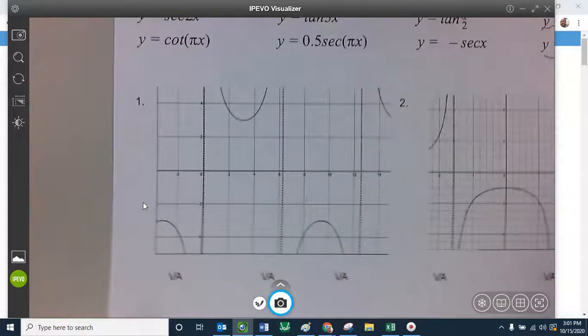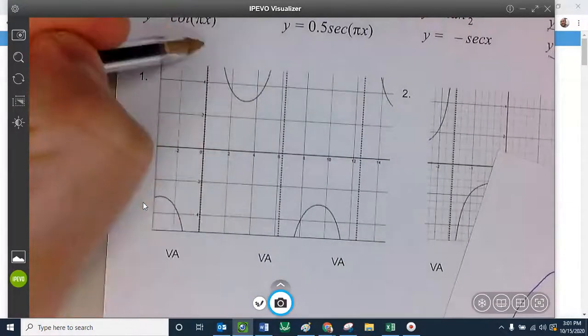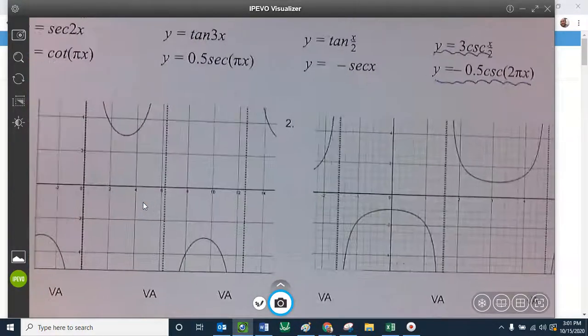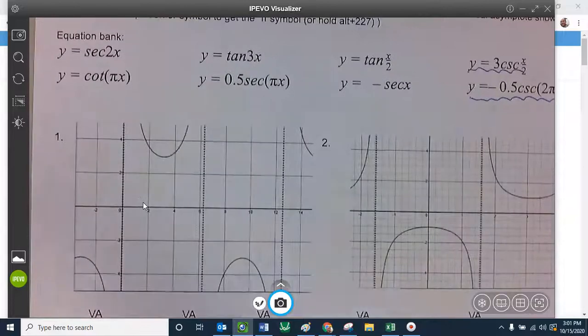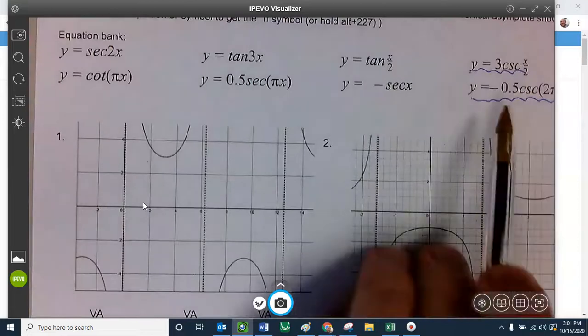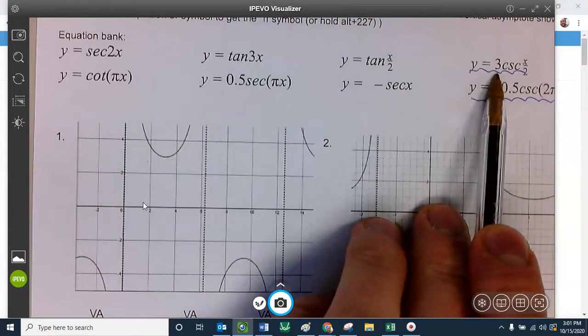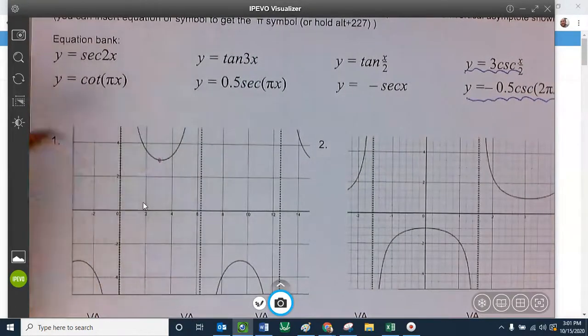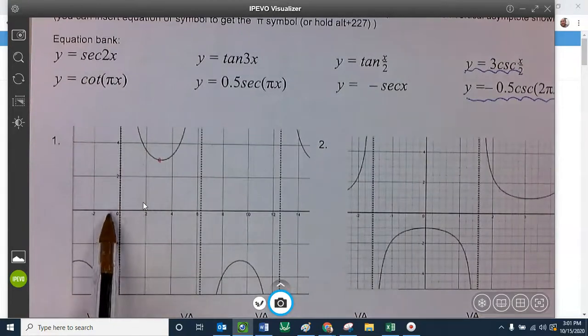And that is not what we have. Our first one is not a down opening parabola. Our first one is a top opening parabola, so it has not been flipped upside down. That leads us to this one: 3 cosecant of x over 2. And the 3 gives us that idea of where those values are. They're not 1 anymore, they're 3. And that's where this one is. That helps me: 0, 2, 4. So that is 3. That looks good.